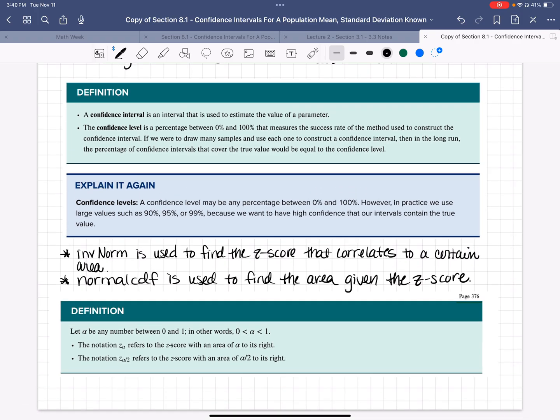It says, let alpha be any number between 0 and 1. In other words, 0 is less than alpha is less than 1. The notation z alpha refers to the z-score with an area of alpha to its right. The notation z alpha over 2 refers to the z-score with an area of alpha over 2 to its right. And that's a little vague and a little vocabulary wordy there, but we will work on that in the next few examples, okay?